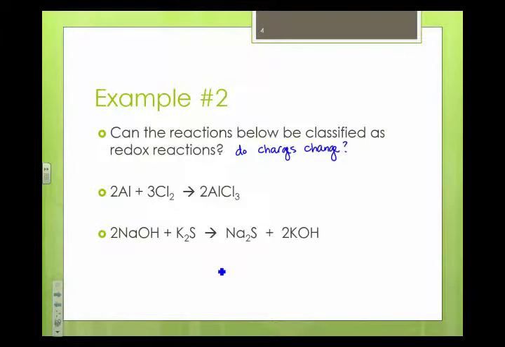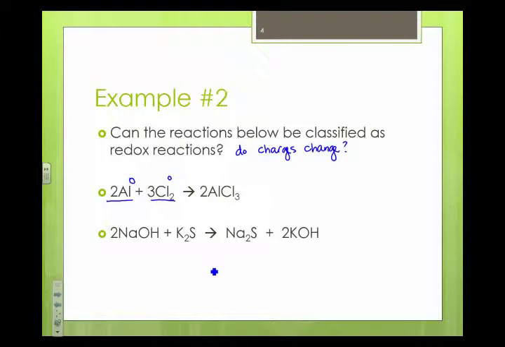Because if that occurs, then we know that electrons are being lost and gained, and that means reduction and oxidation are taking place. If the charges stay the same, then we don't have reduction and oxidation, and it's not a redox reaction. So going back to our general rules for oxidation numbers, we know that elements by themselves have no charge and thus have an oxidation number of 0. So when I look at this aluminum in this first reaction, it's all by itself, so I know that its oxidation number is 0. Chlorine, the other reactant, also all by itself, has an oxidation number of 0.